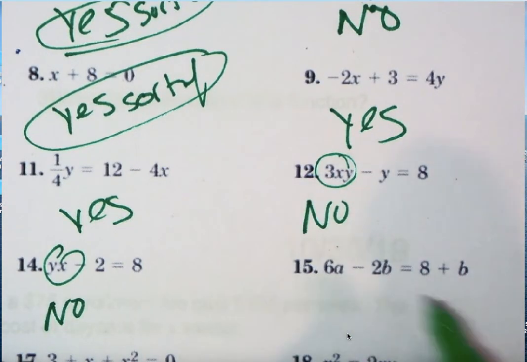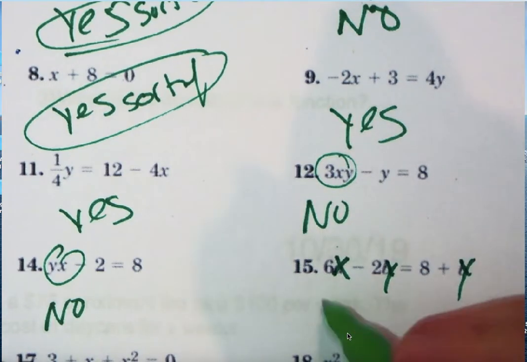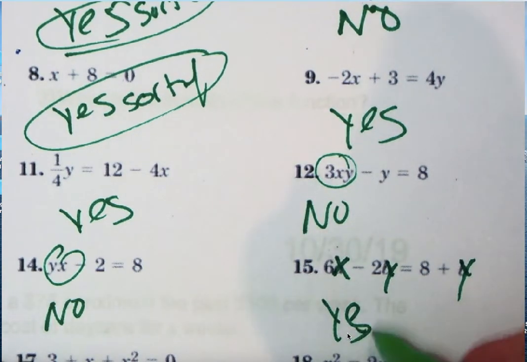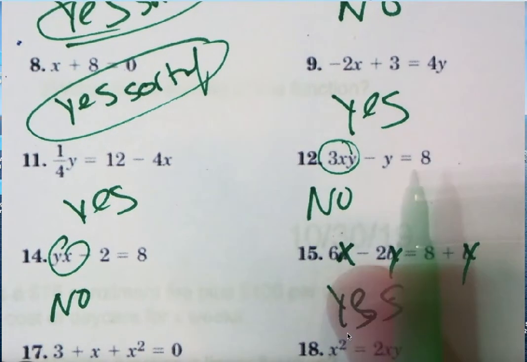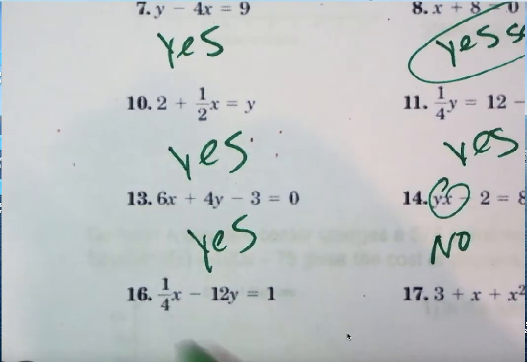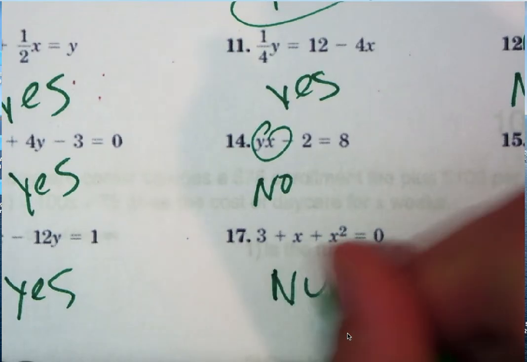Next one. Well, there is no x and y, but what if I made this x and this y? And guess what? Yep, it's a yes. Because we can subtract y from both sides, and we will get a linear function. How about this one? Yes. How about this one? The answer is no.